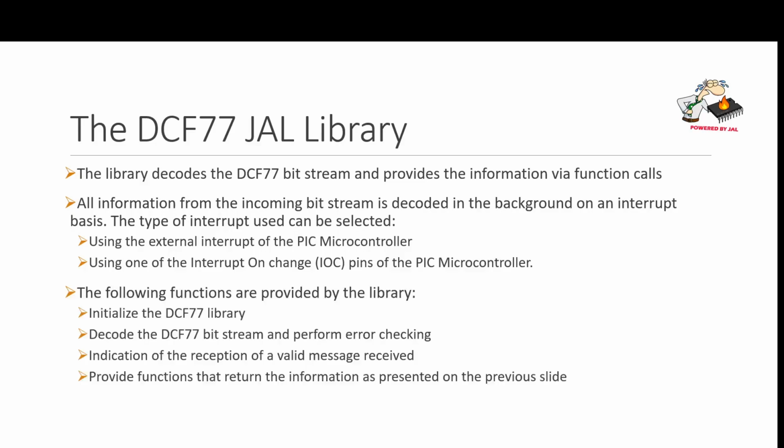So the following functions are provided. Of course, you first have to initialize the library. The library will decode the DCF77 bit stream. It will also do some error checking. Then it will indicate when a valid message is received, and it will provide all the functions via function calls as presented in the previous slides.